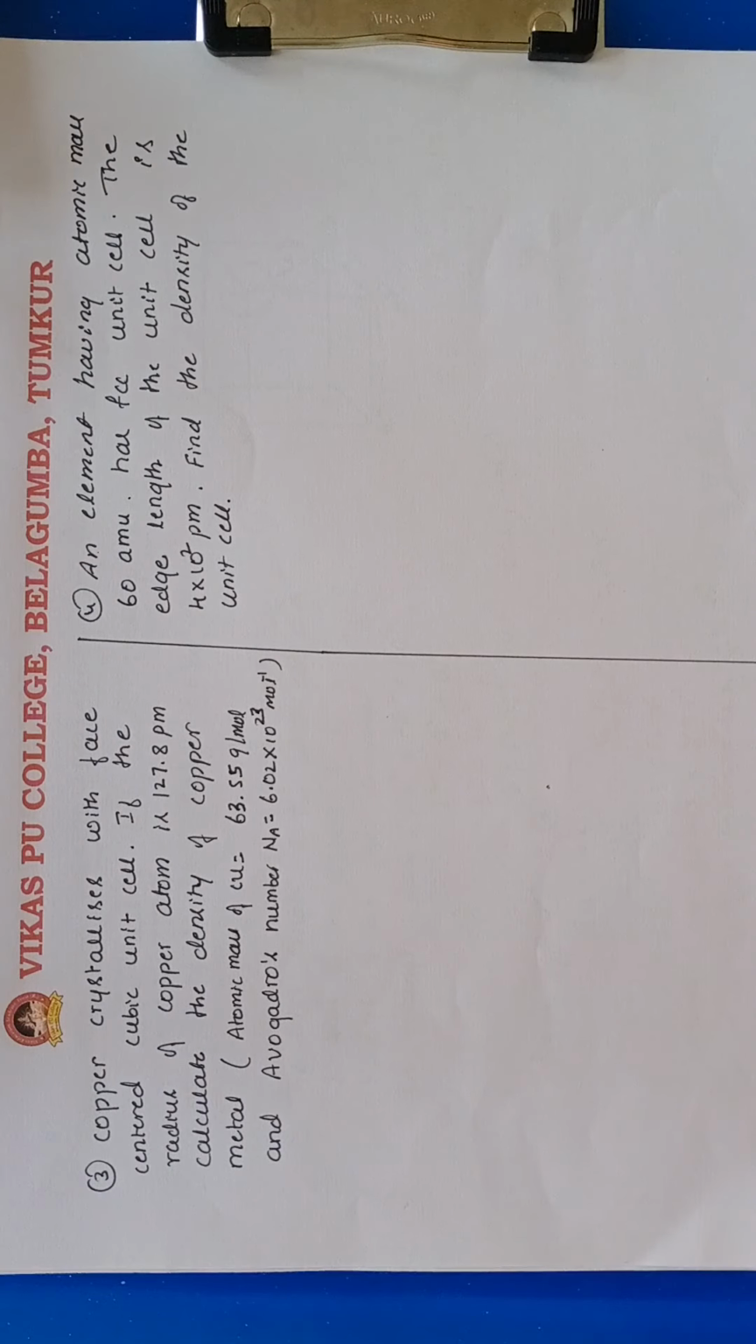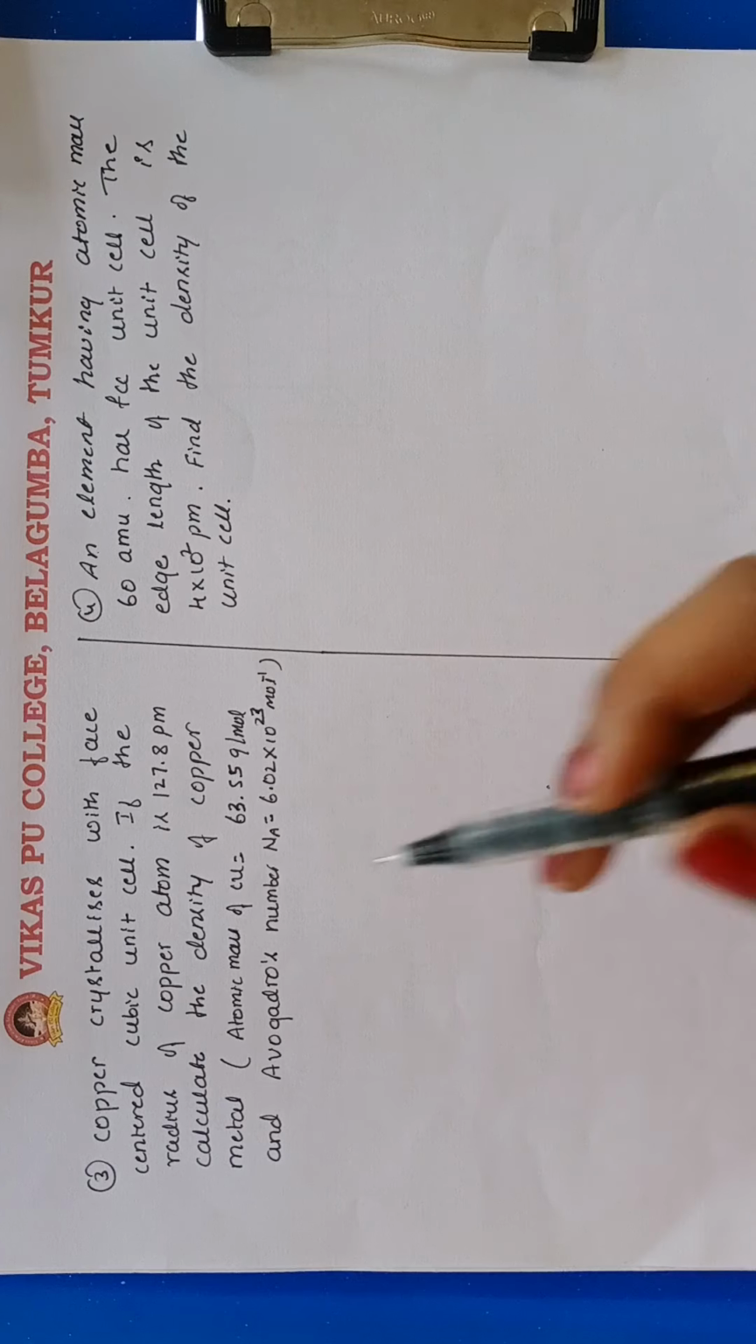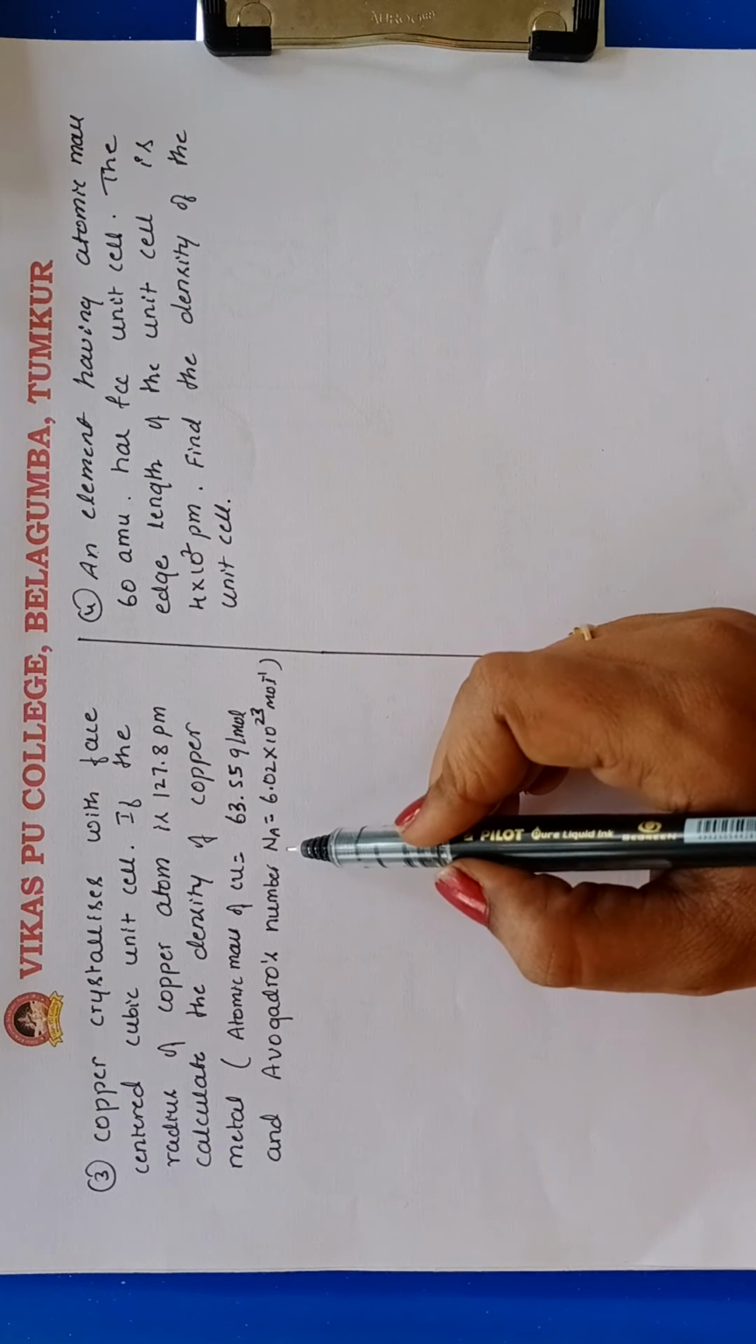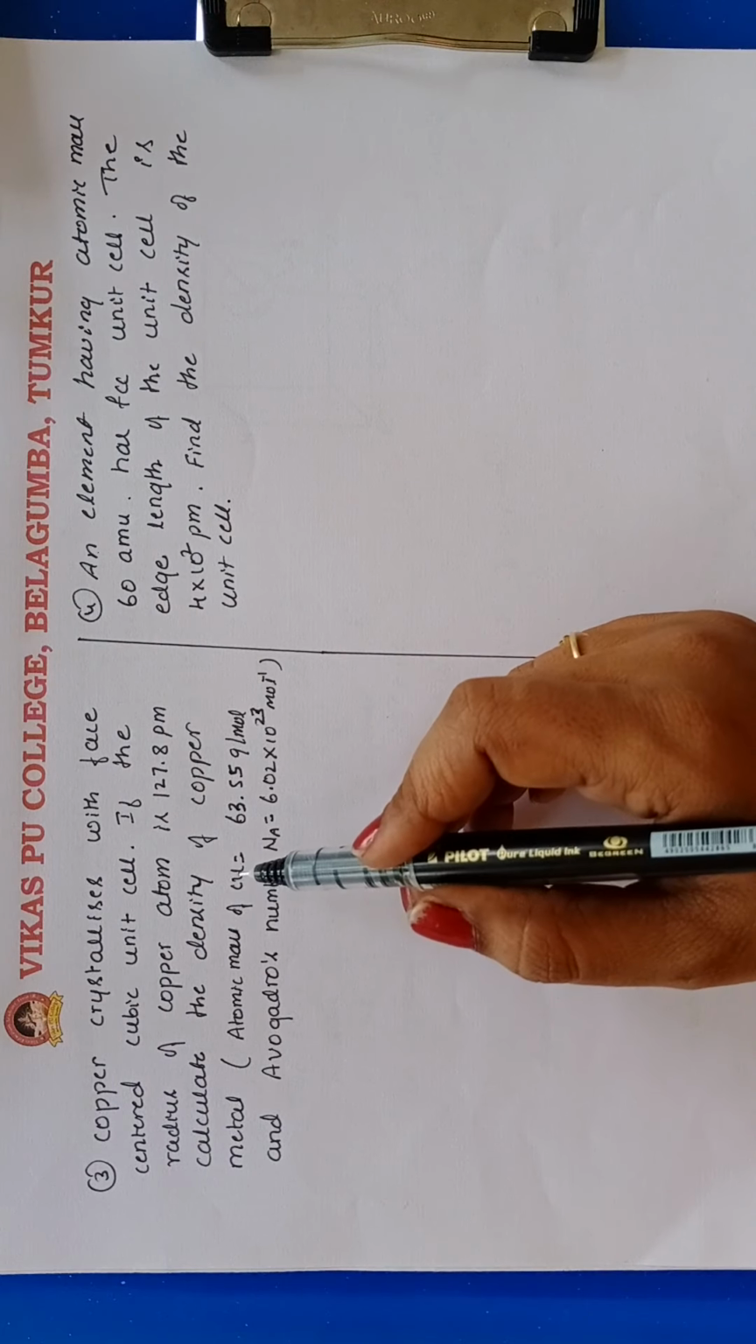You can observe that copper crystallizes with the face centered cubic unit cell. The radius of the copper atom is given as 127.8 picometer. Then calculate the density of copper. Here the atomic mass, capital M, is given, and Avogadro's constant is given, so we should calculate the density.